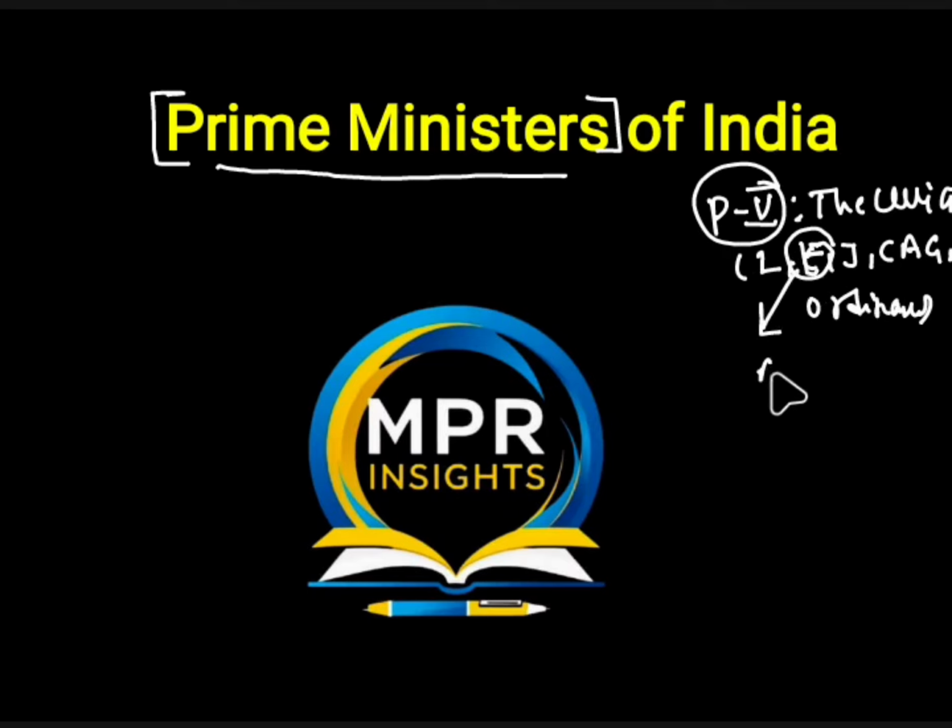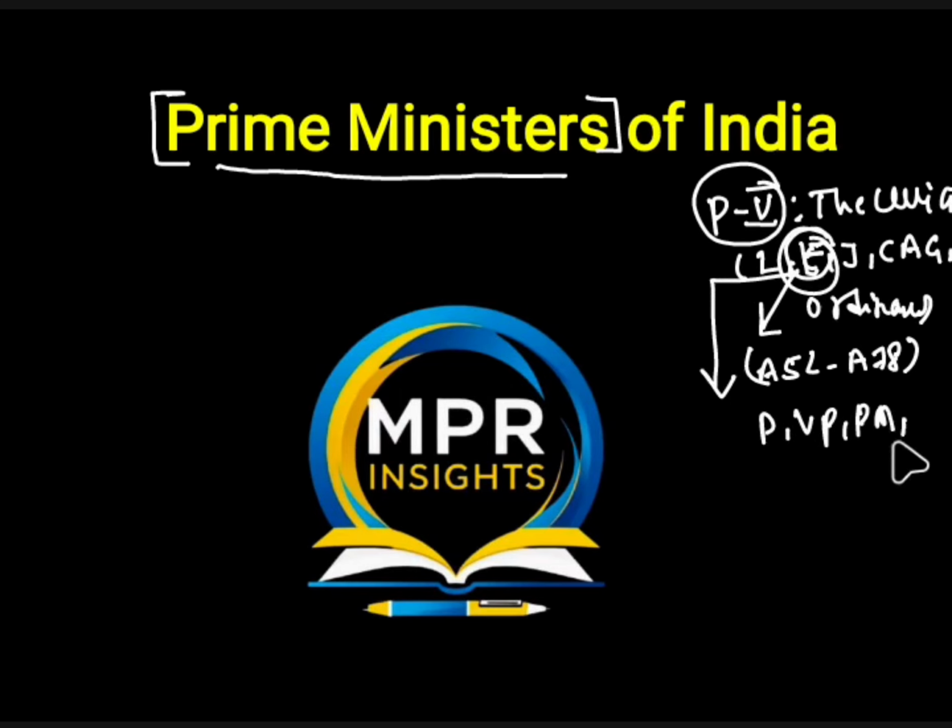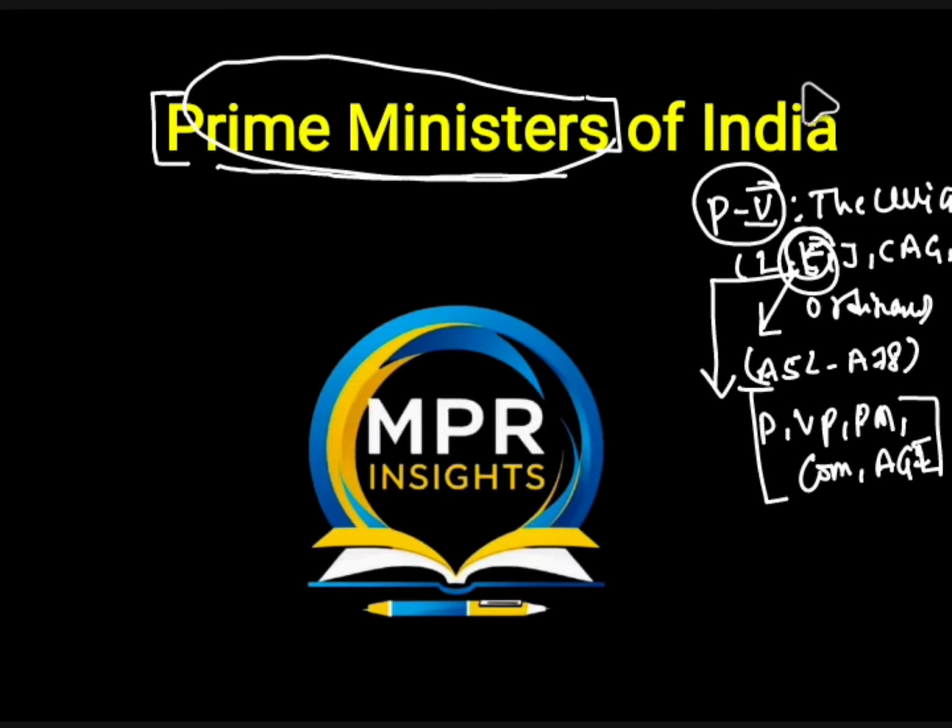Article 52 to Article 78 deals with the chapter of executive, and the Indian executive consists of the President, Vice President, Prime Minister, Council of Ministers, and Attorney General of India. The constitutional provisions of the Prime Minister are mentioned in Article 74, Article 75 and Article 78. So let's discuss all these articles.